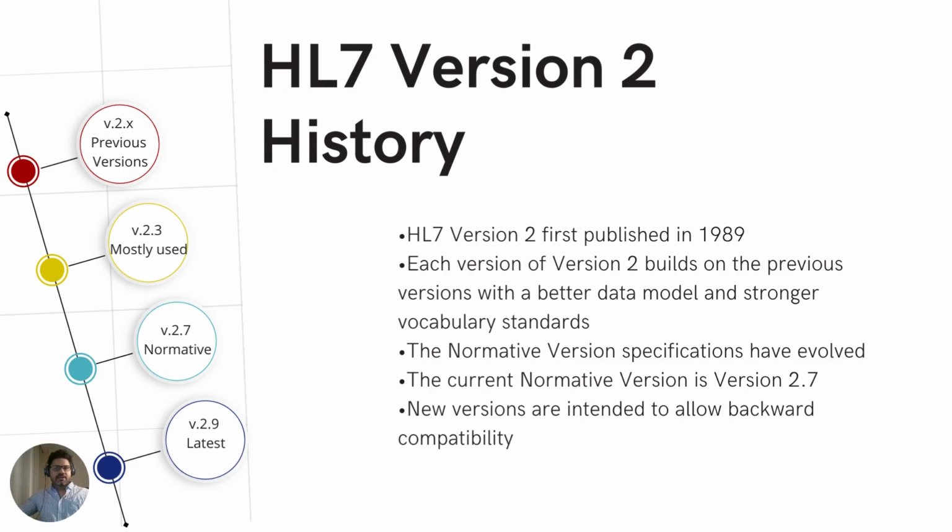But here, the important thing for us to know is that HL7 version 2.3 is mostly used until now in various organizations. And most of these versions have backward compatibility as well. By backward compatibility, I mean that if a standard is released, that standard can also read and interpret the messages of the previous versions, just to maintain continuity of the standard. So this is what we mean by backward compatibility of the standards.